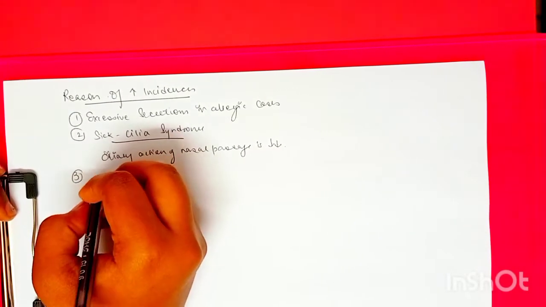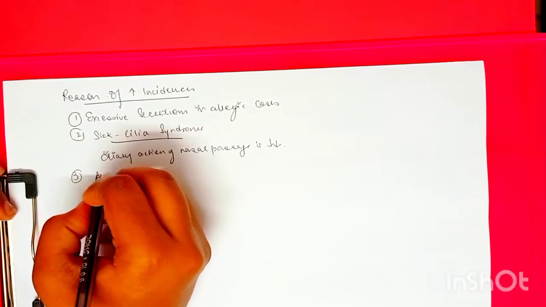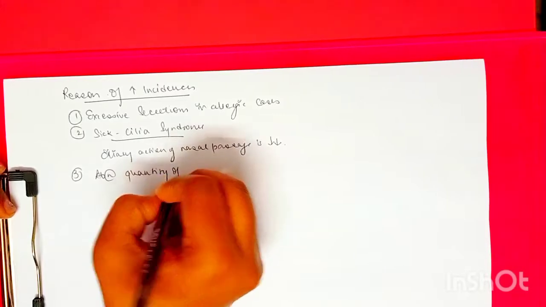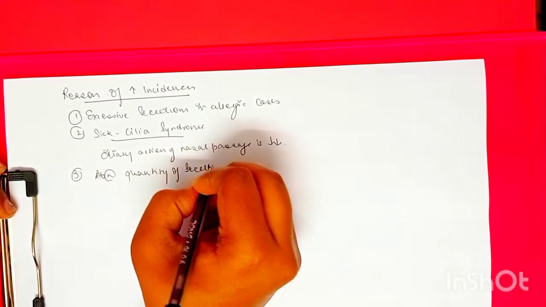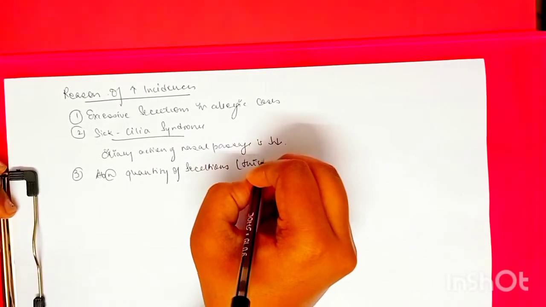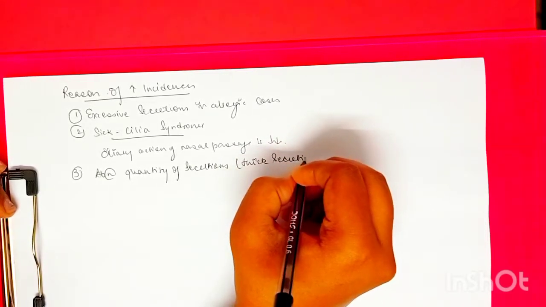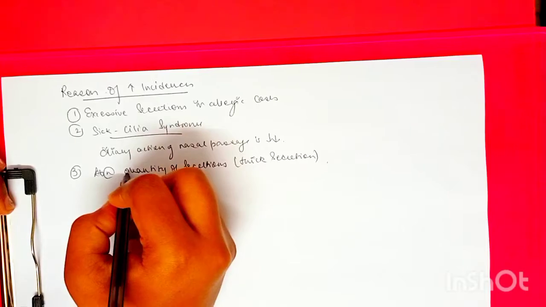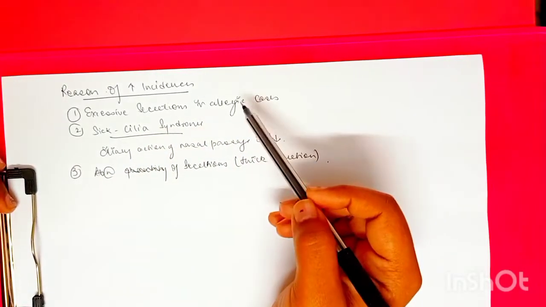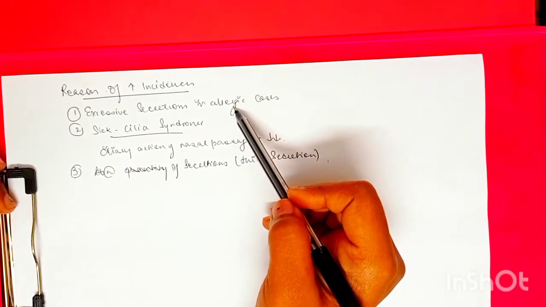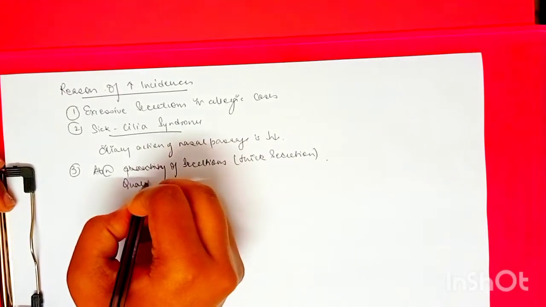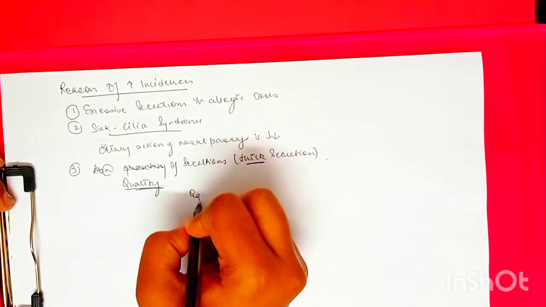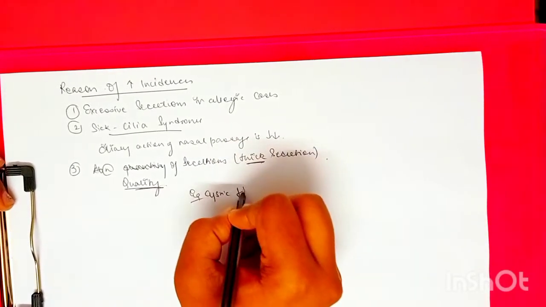Another reason could be abnormal quantity of secretions. We have done with the abnormal quantity of secretions in allergic cases. Abnormal quality of secretions is when there is thick secretion, and this occurs in case of cystic fibrosis.